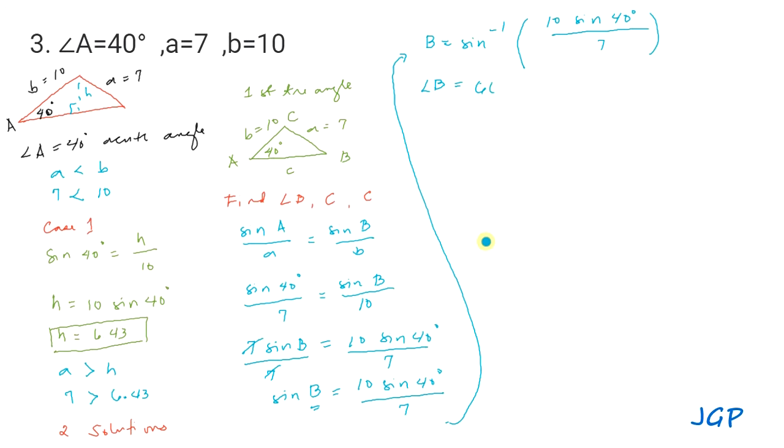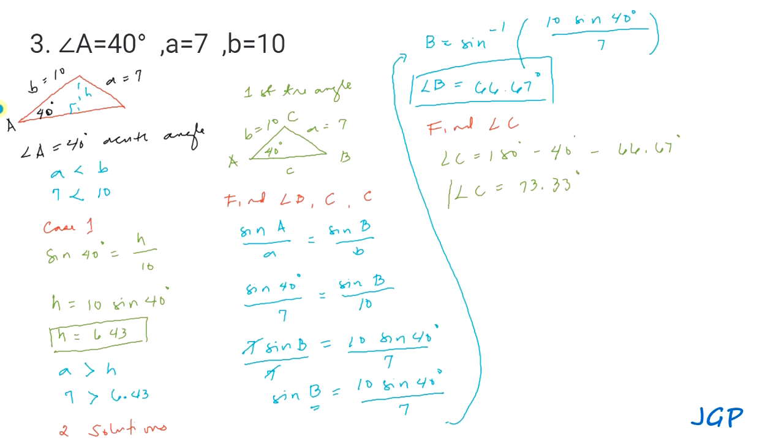So your angle B now is 66.67 degrees. So you have now the value of your angle B. After that, you can now find angle C, since two angles are given. So to find angle C, angle C is equal to 180 degrees minus angle A, 40 degrees, minus 66.67 degrees, and when you solve that, our angle C is equal to 73.33 degrees. So, you now have angle C.